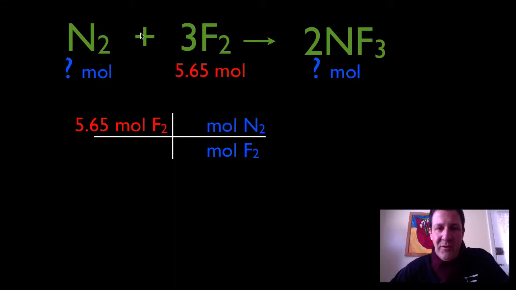Now we're going to use our molar ratio. This is 3 to 1. So we put a 3. That's what this coefficient tells us. There's a 3 here, and there's a 1 here, so we're going to put the 3 down here, the 1 up here, and that's our molar ratio, and now we can cancel.